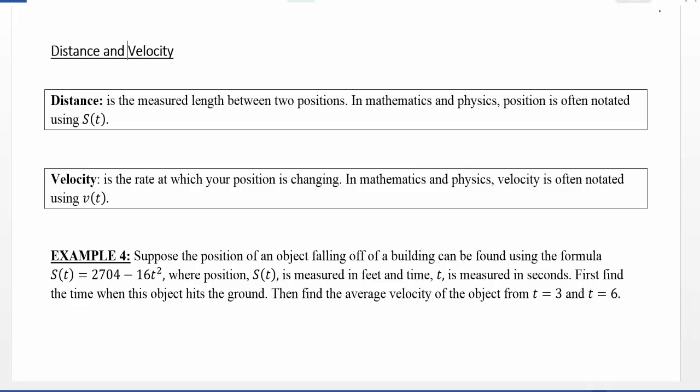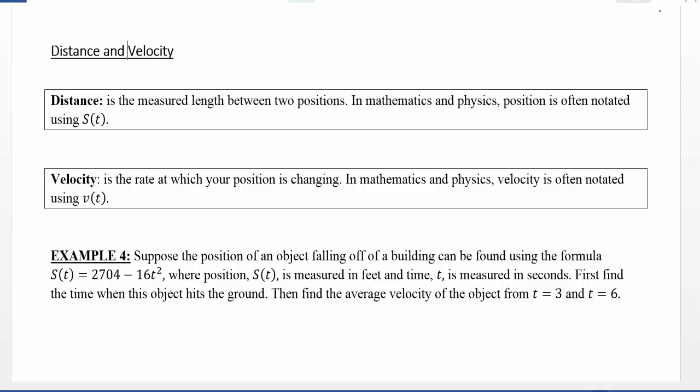In mathematics and physics, position is often notated using capital S of t. So if you see that within a problem, you're probably talking about position, although we don't always use it. Sometimes we still use f of x. That is a typical way to indicate that we're talking about distance, by using the S of t.